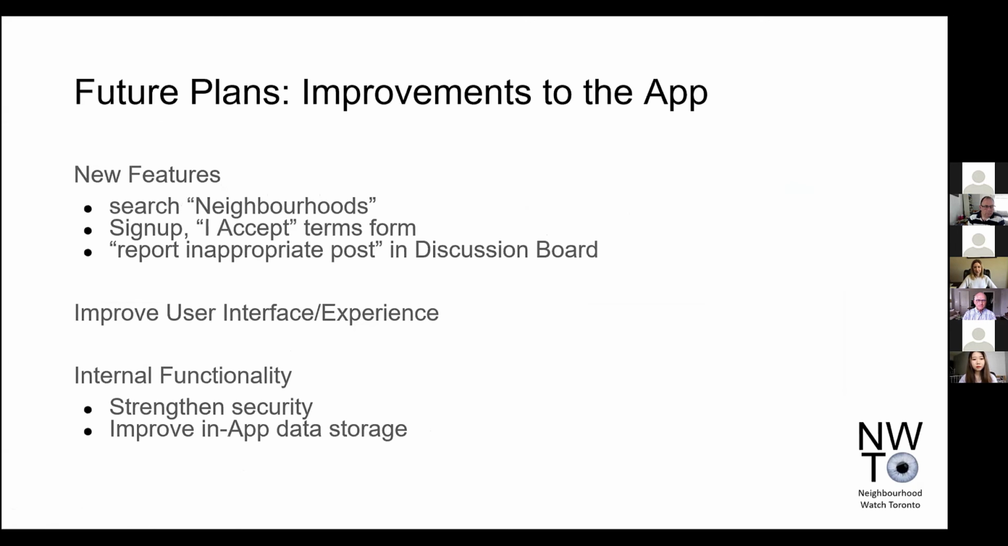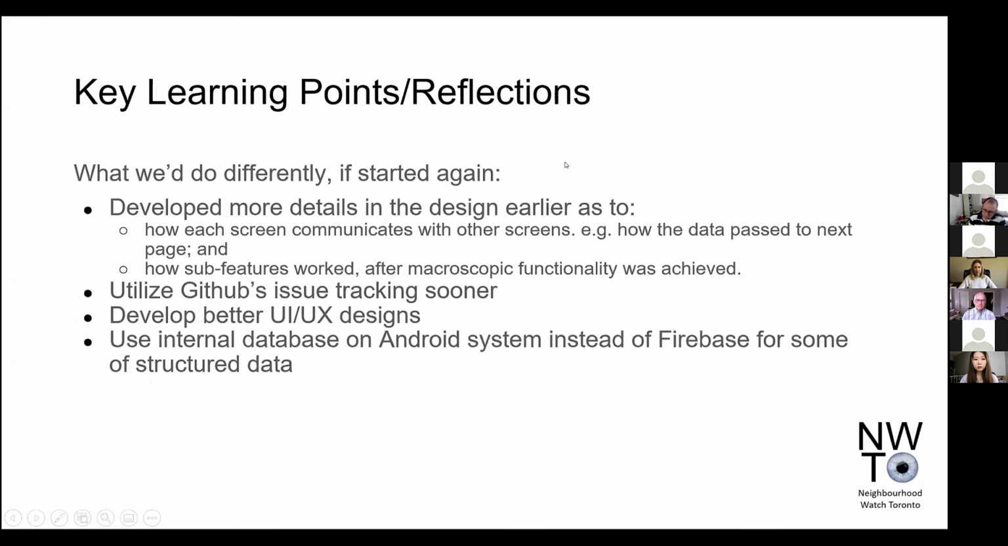In terms of improving the app, we would have new features to allow searching crimes by neighborhoods, a consent form for the sign-up page, and we also plan to improve user interface and user experience and have better security and improve in-app data storage. If we were to do this again, we would develop more design details in the earlier process, utilize GitHub's issue tracking sooner, and use an internal Android database for some of the structured data instead of using Firebase.